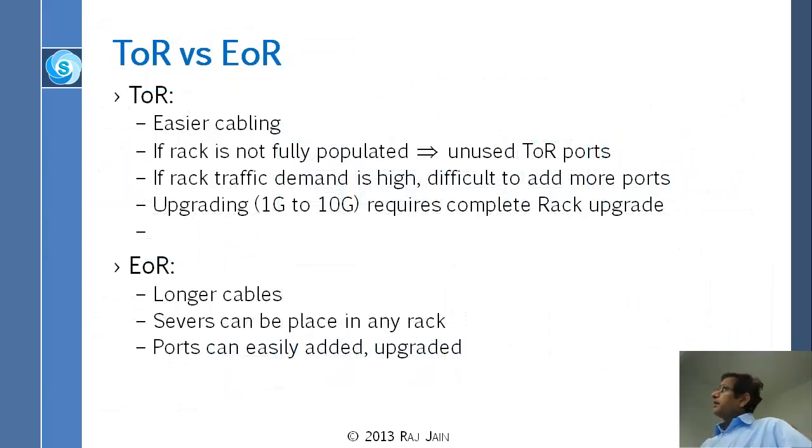If the rack is not fully populated, there are unused ToR ports, which is basically money gone down the drain. If rack traffic is high, it is difficult to add more ports. Suppose you need more than 24 gigabit, then you cannot put a 25th. With the other one you can. With the end of the rack, you can put one more switch and connect to that one. There is scalability. Upgrading the speed is the same thing. You can easily upgrade the networking equipment with the other one.